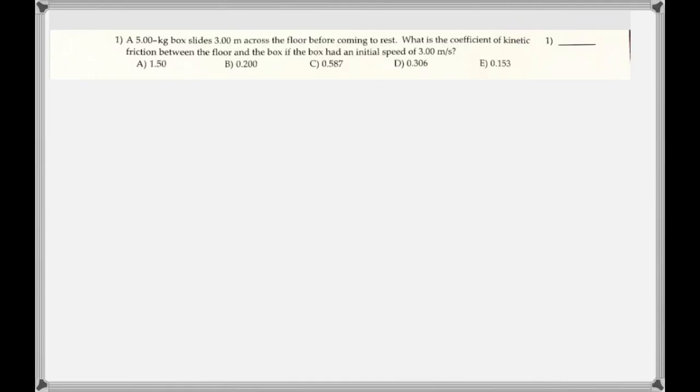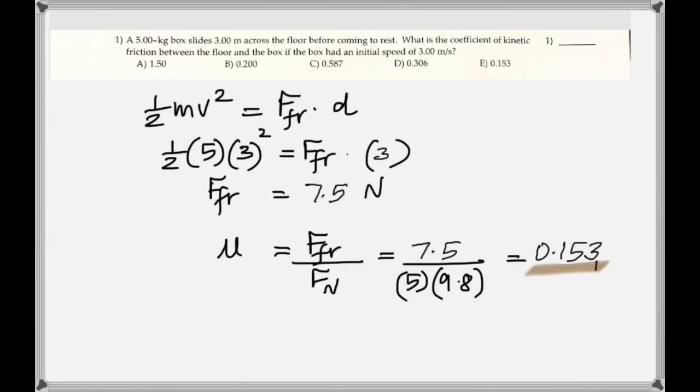The plan in this problem is to know that the kinetic energy of the box has been wasted in trying to do work against friction. So we know the formula for kinetic energy, we know the formula for work, which is force of friction multiplied by distance, so we can take it from there. And here is how we do it.